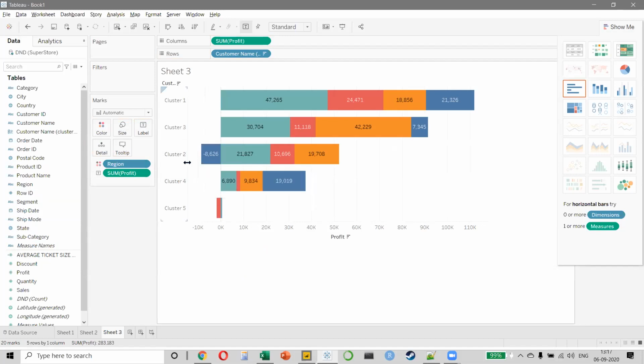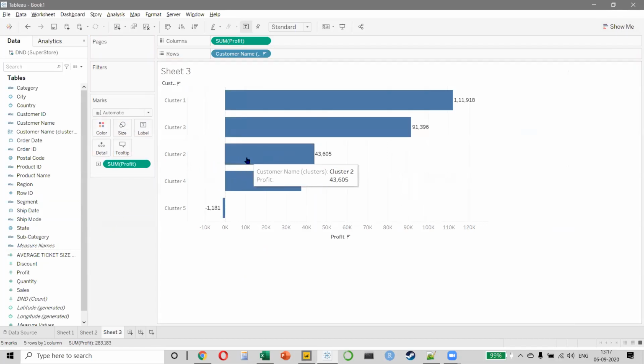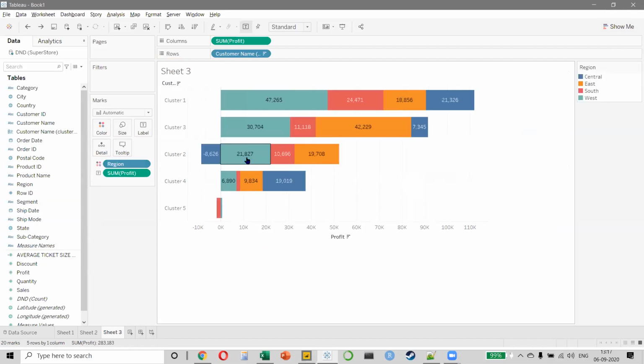Do you see this interesting part, everyone? If you look at cluster 2, and if you look at all the regions here, right? So we have Central, East, South, and West. Central region is actually generating a negative profit, which means it's incurring a loss, while all the other 3 are profitable, which means what? Overall, cluster 2 is profitable, okay? But if I look at all the regions, there is one region which is not profitable.